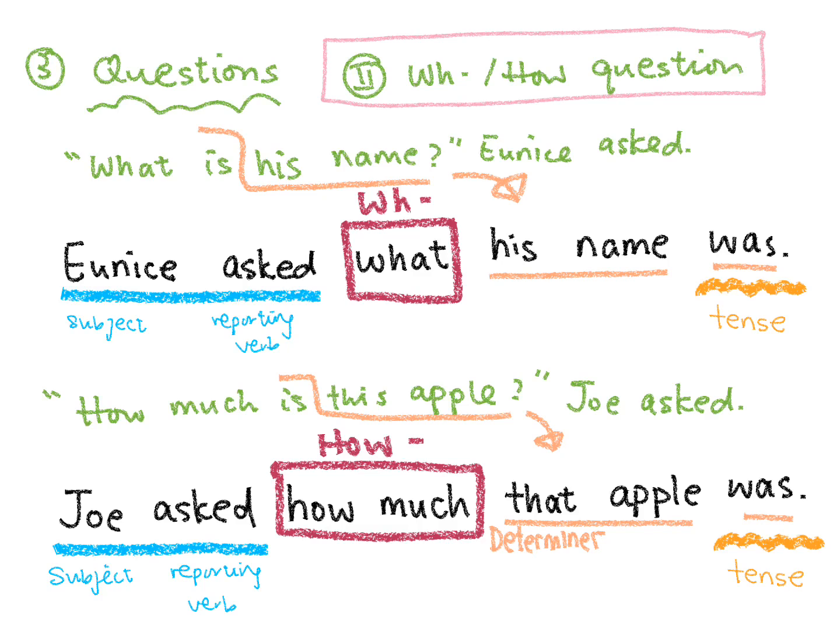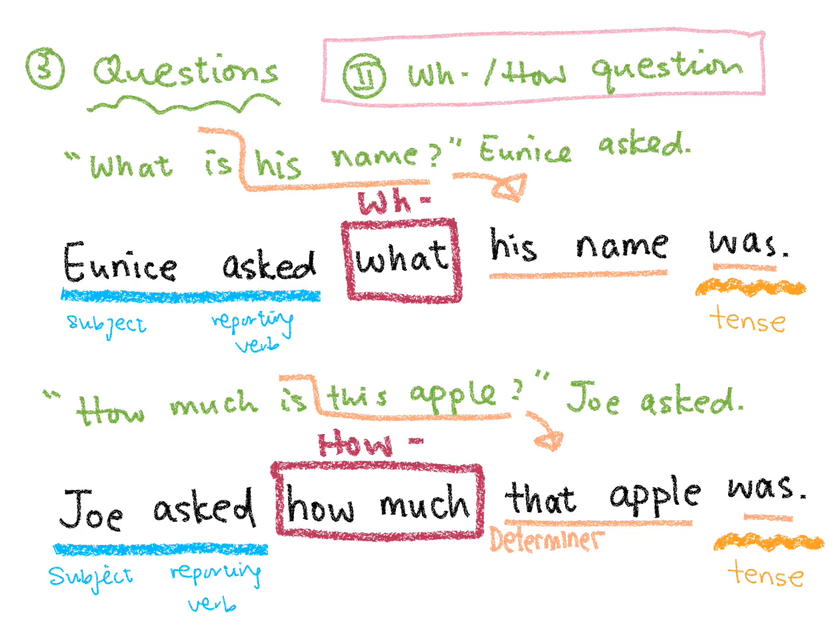Okay, the last thing that we need to look at would be changing the WH question from direct speech into indirect speech. Take a look at the first example. "What is his name?" Eunice asked. Put the subject and reporting verb first. That would be Eunice asked. And then this one, we don't need to add "if." No. Okay, only yes/no question. This one, we keep the WH word. So it will be like, Eunice asked what?